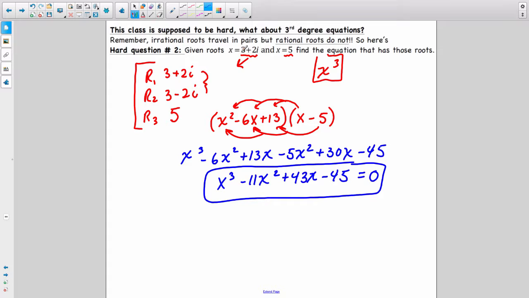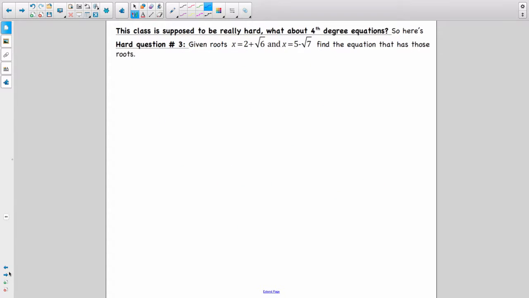Nice. Given roots, this and that, remember that these come in pairs, these do not. So I'm looking for 3 total. That means my answer should have x cubed. That's a good little safety check right there, and you're good to go. Let's go to the next one, which is even harder.